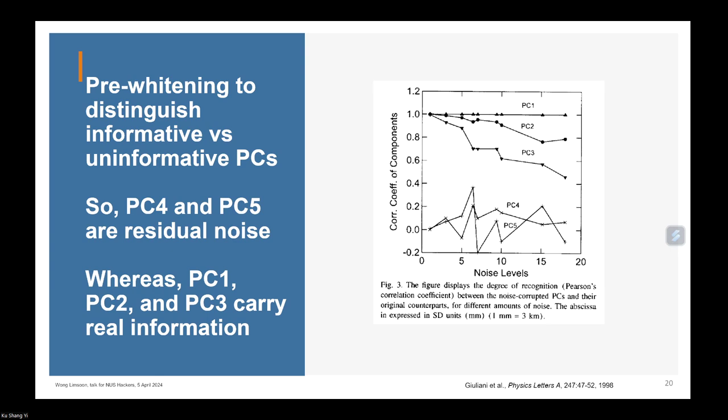Now, 4 and 5, what happened? This is zero correlation. It goes up and down a little bit, but essentially no correlation. So I know 4 and 5 have no information. If I want to do dimension reduction, I know I can throw away 4 and 5. It's residual noise, and that table therefore only has distance and orientation, no other information.